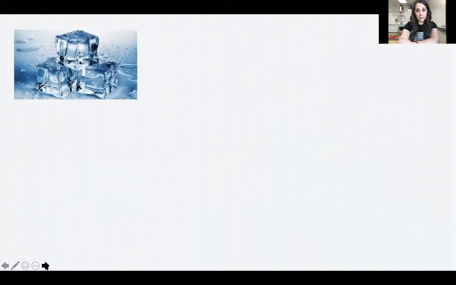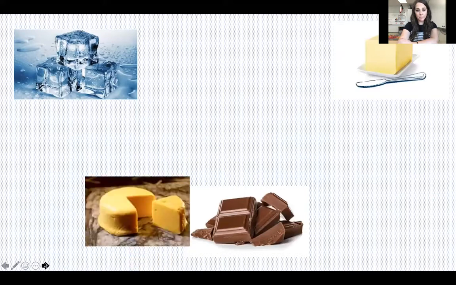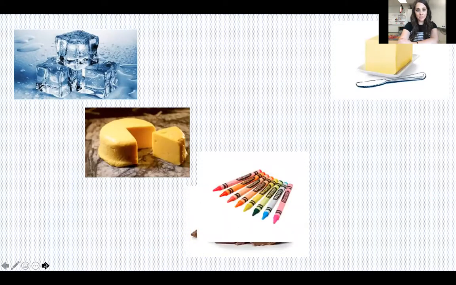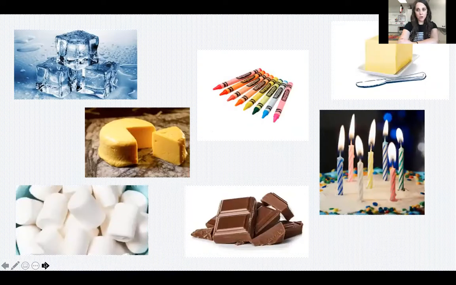Here are some things I thought of: ice, chocolate, butter, cheese, crayons, candles, and marshmallows. These are all things that can melt. And when they melt, what happens is they get softer. They lose their shape. Maybe they spread out and take the shape of whatever container they're in. Maybe they turn into what we call a liquid.